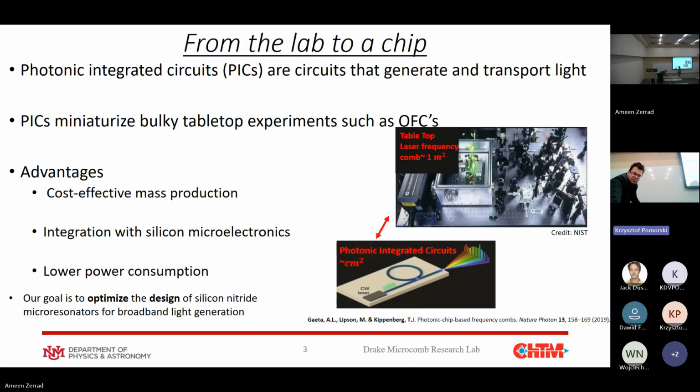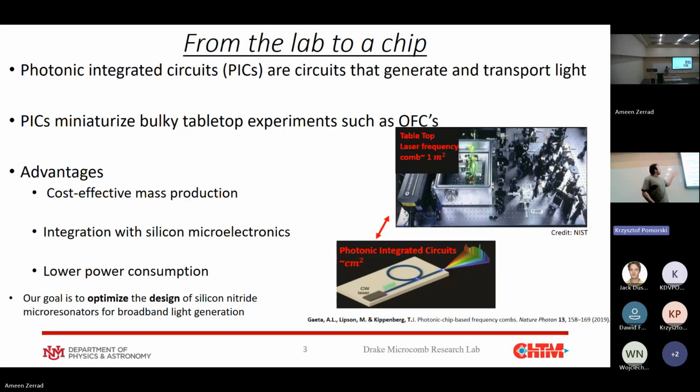Well, the way you can address this problem is with PICs, which are photonic integrated circuits that modify, transport, and generate light on a chip scale. And these PICs can take your bulky tabletop experiment and miniaturize it onto just one chip. And there are many advantages with that. For one, you can meet your demands at eye level, so to speak. You have people who want to leverage the precision of frequency combs, but they don't want a tabletop experiment. They want to just buy a chip.